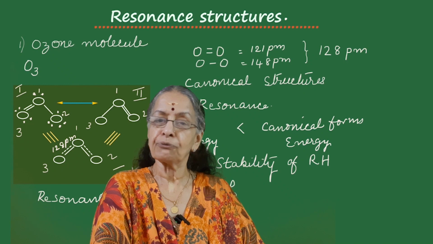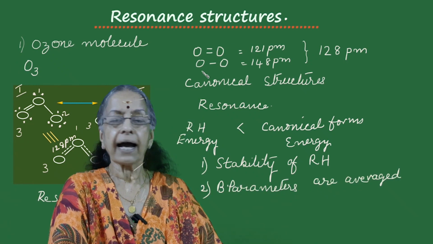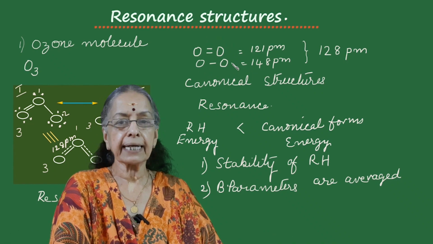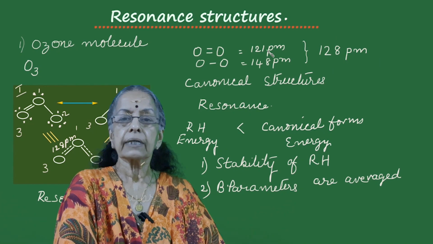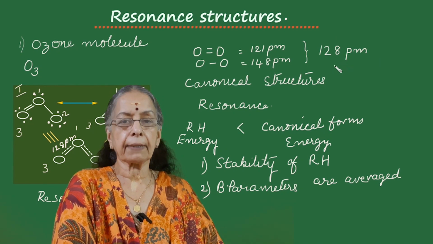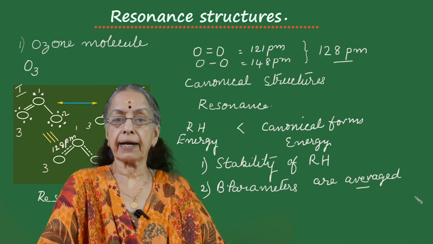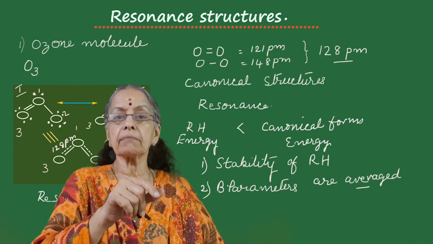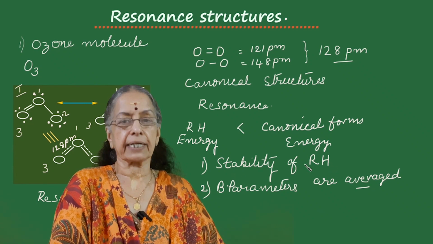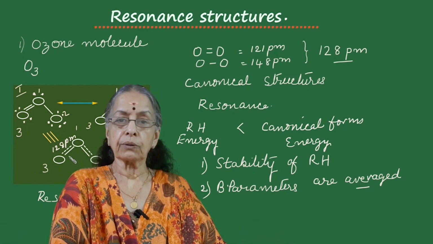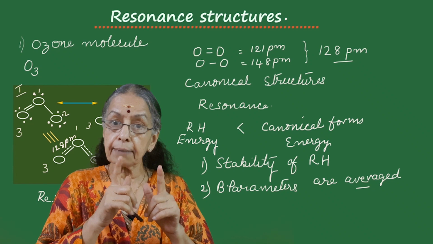Better write it fully. And the second one is the bond parameters are averaged. I have already explained what we mean by averaged value. Here we have considered the bond parameter, bond length. The experimentally determined value is something in between the expected values. That is what we mean by averaged value. We may conclude that the molecule exists as resonance hybrid for stability.